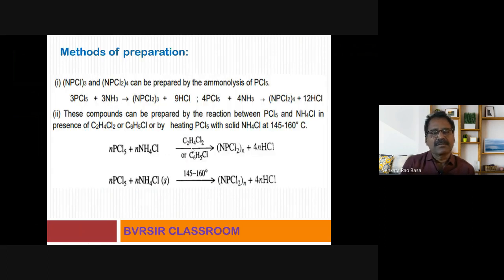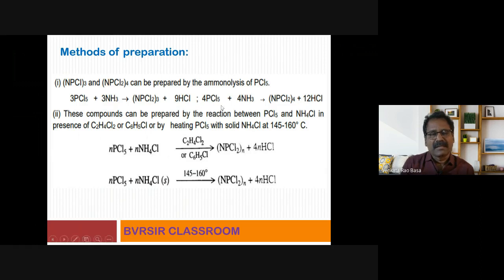Coming to methods of preparation. How to prepare these phosphonitrile chlorides? A very simple method is there. (NPCl2)3 and (NPCl2)4 can be prepared by the ammonolysis of PCl5 molecule. Phosphorus pentachloride is subjected to ammonolysis reaction, that means reaction with ammonia. Then what happens? 3 molecules of PCl5 react with 3 molecules of ammonia, resulting in the formation of (NPCl2)3, and 9 HCl molecules are also formed.